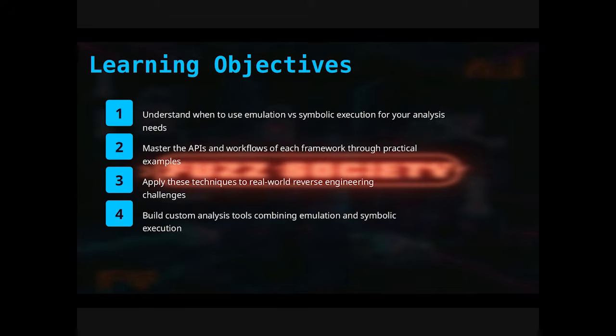So the objectives for the student are understanding when to use emulation and when to use symbolic execution. Also to control the APIs and how to use these tools, because they are usually very difficult to approach when you don't have any idea about emulation or about symbolic execution. Then applying these techniques to real binaries. So we will have binaries in the laboratory to use these tools. And finally, start using your own tools, so you can start writing your own tools.